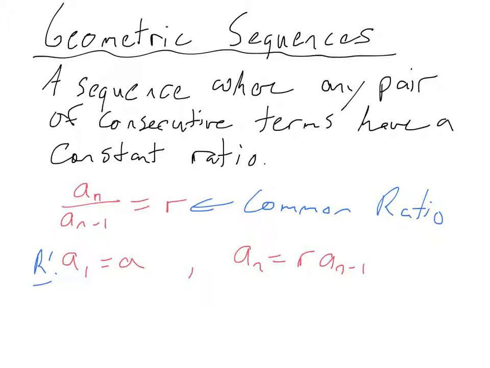There are formulas that we can use for a geometric sequence. It's sometimes also called a geometric progression. For whatever reason, they use that terminology at times. So it's called either a geometric sequence or a geometric progression.